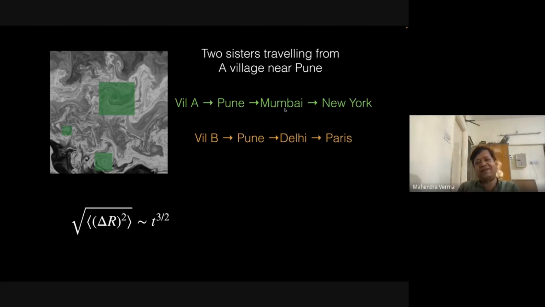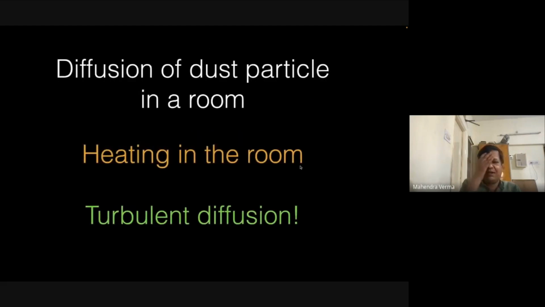So this is a multi-scale phenomenon, okay? And that is what precisely happens in the atmosphere. Now, diffusion of a dust particle in a room, or heating in a room, or cooling in a room is turbulent diffusion. It is not Brownian diffusion, okay? And that's where you see the power of hydrodynamics.